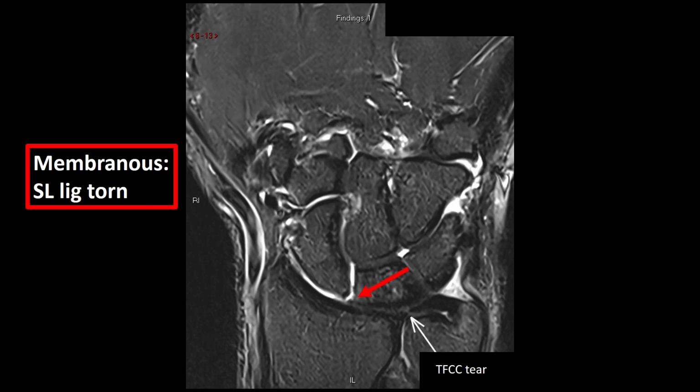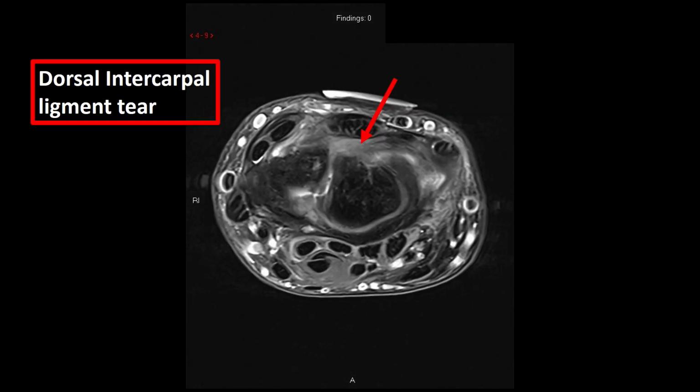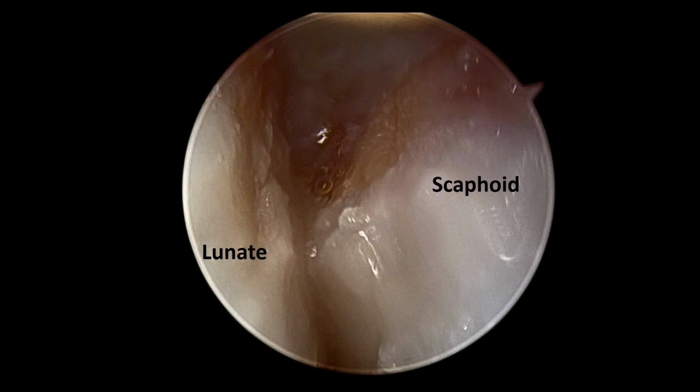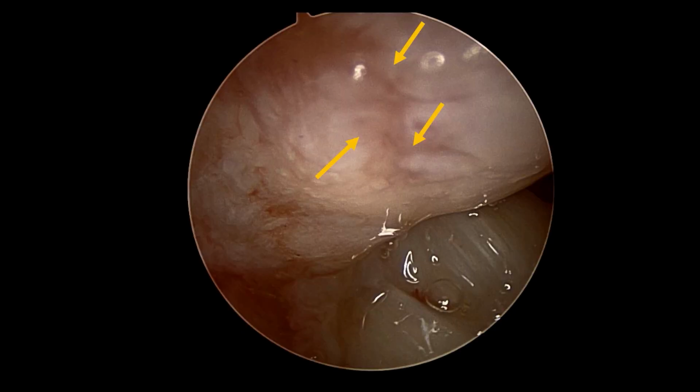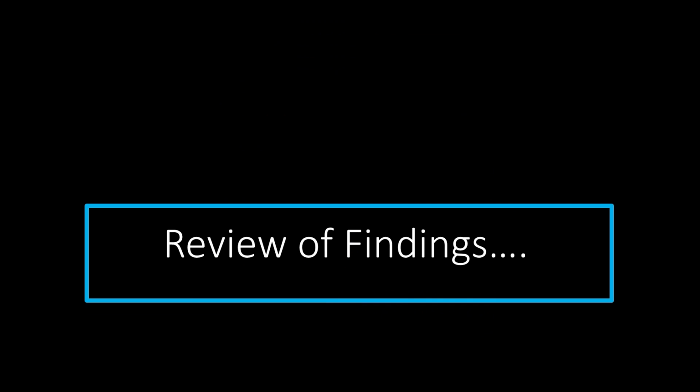And as we move more dorsally, the membranous portion is torn. In fact, the whole thing is torn, even the dorsal band. In the axial plane, remember I told you that transverse, you should always see that distinct transverse band. Here, that dorsal intercarpal ligament is not seen, and there is a tear there. And on arthroscopy, you can see there is no ligamentous structures going along that dorsal aspect of the lunate and the scaphoid there. And you can see the MR correlated well because there's that surface of the scaphoid and that cartilage defect.